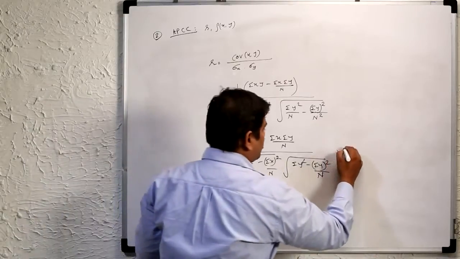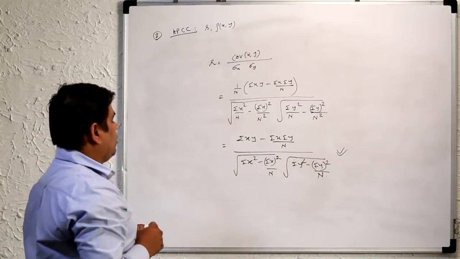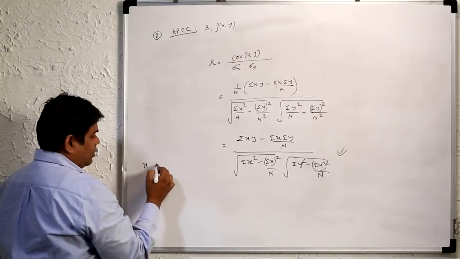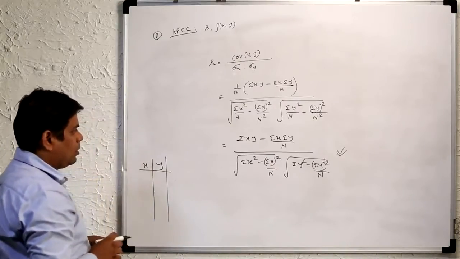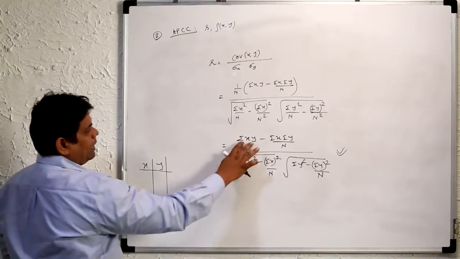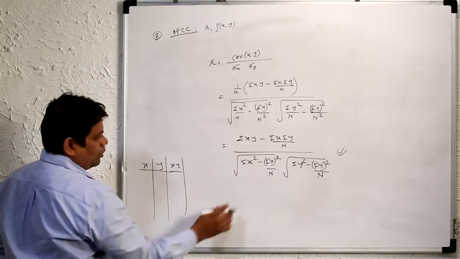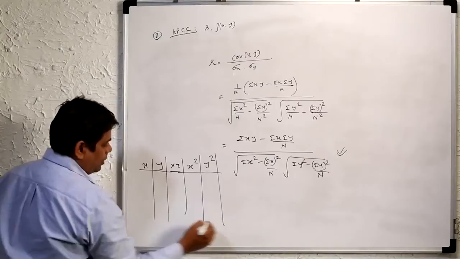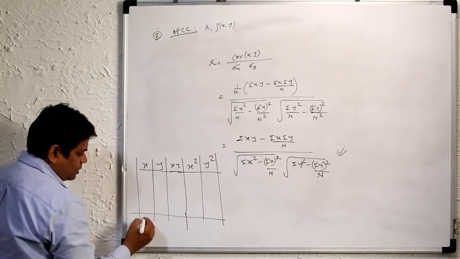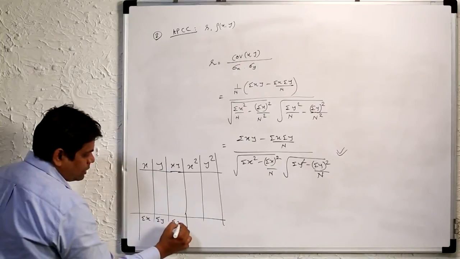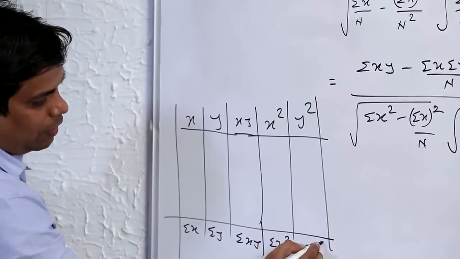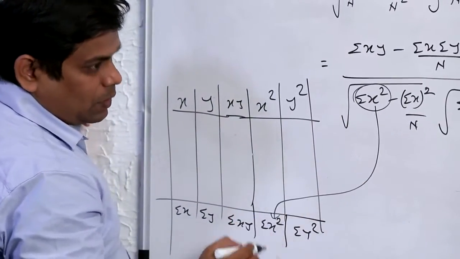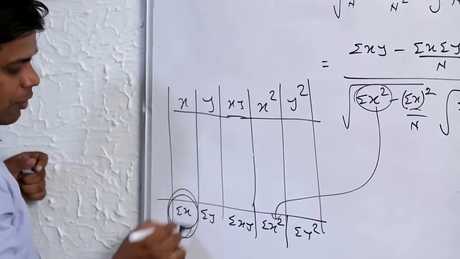I recommend this formula for the KPCC. Using this formula, what kind of data will be given? Data will be x and y. What you have to do is, you require xy, so make another column xy. You require summation x square, so you need another column, and y square. That's the end of it. All the information is here: summation x, summation y, summation xy, summation x square, summation y square. Now please note, there is a difference. Summation x square is this, but summation x the whole square is the square of this entry.